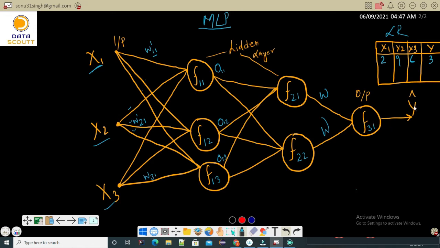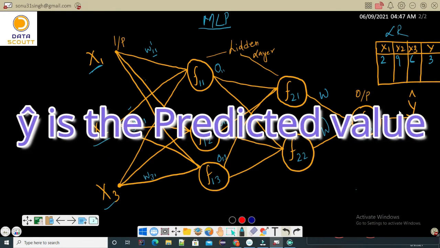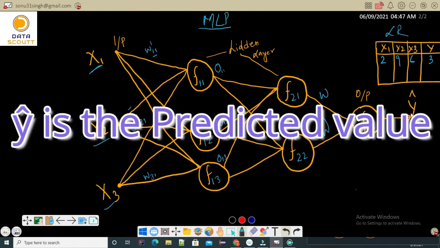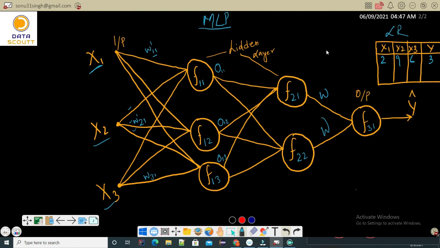Y hat is nothing but the predicted value, and it can be anything. Let's say in the first iteration or first epoch, this gives the output of y hat equal to 0.2. We know what should be the output. We know y is nothing but 3. This is the actual value and this is nothing but the predicted value. Predicted is 0.2, actually it should be 3. So we are very far away. So let's see how much far away.